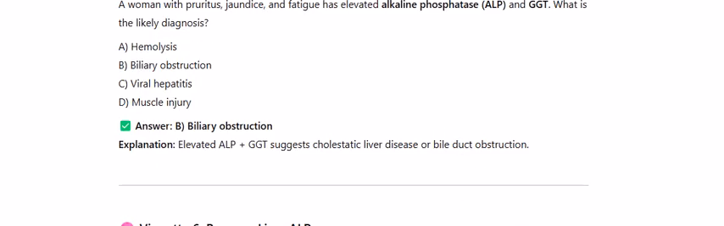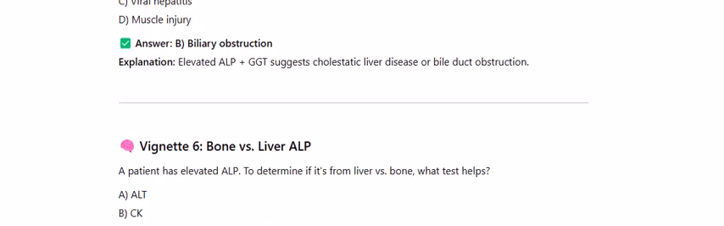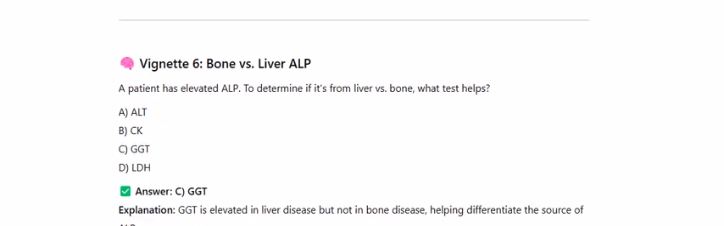Vignette 6: Bone versus liver ALP. A patient has elevated ALP. To determine if it's from liver versus bone, what test helps? A. ALT, B. CK, C. GGT, D. LDH. Explanation: GGT is elevated in liver disease but not in bone disease, helping differentiate the source of ALP.